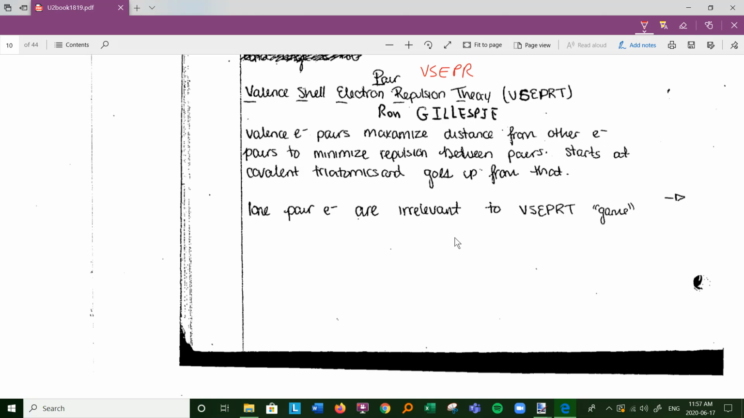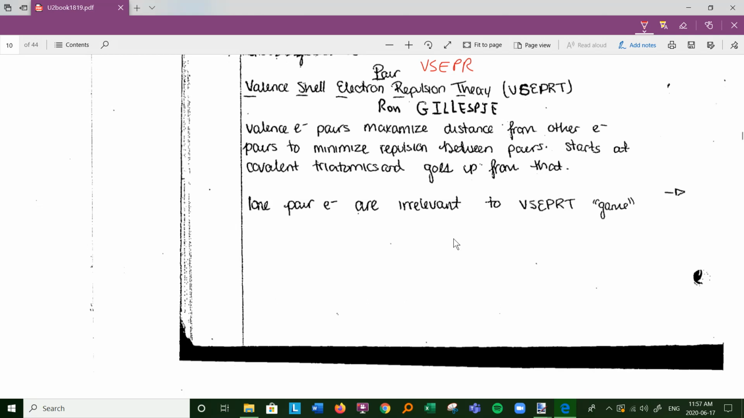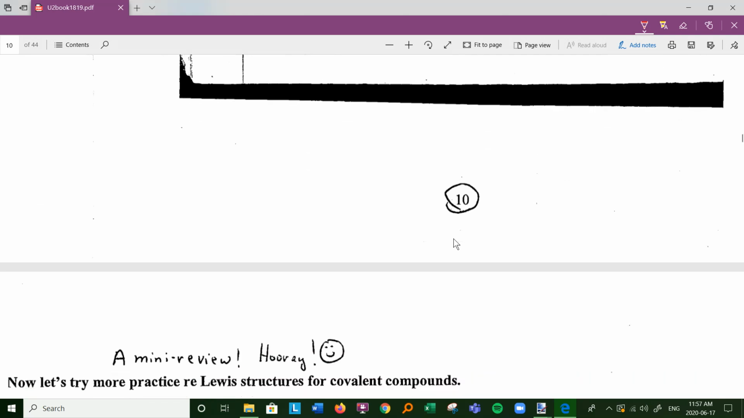He said that valence electron pairs will maximize their distance from other valence electron pairs to minimize repulsion between the pairs. Not within the pairs, but between the pairs. So you use the VSEPR game for triatomic molecules and higher, but only for covalent systems, not for ionic systems. The lone pair electrons are irrelevant to the VSEPR game. The focus is the central atom. What's happening on the central atom?